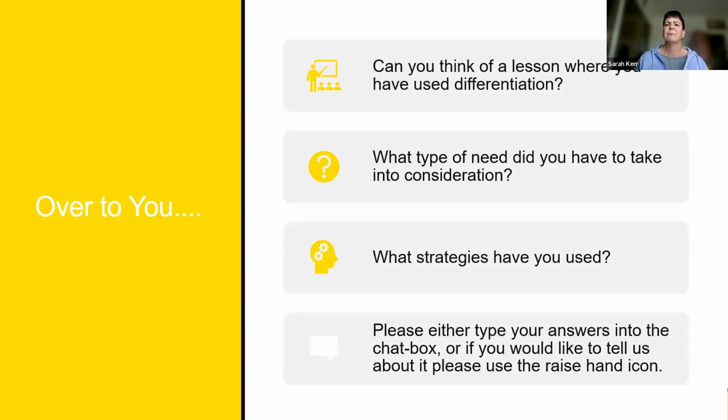So over to you. Can you think of a lesson where you have used differentiation, where you have adapted your lesson plan to reach all the needs of all of the learners? What type of need did you have to take into consideration? What strategies do you use? Can you either type your answers into the chat box, or if you would like to tell us about it, use your raise hand icon.